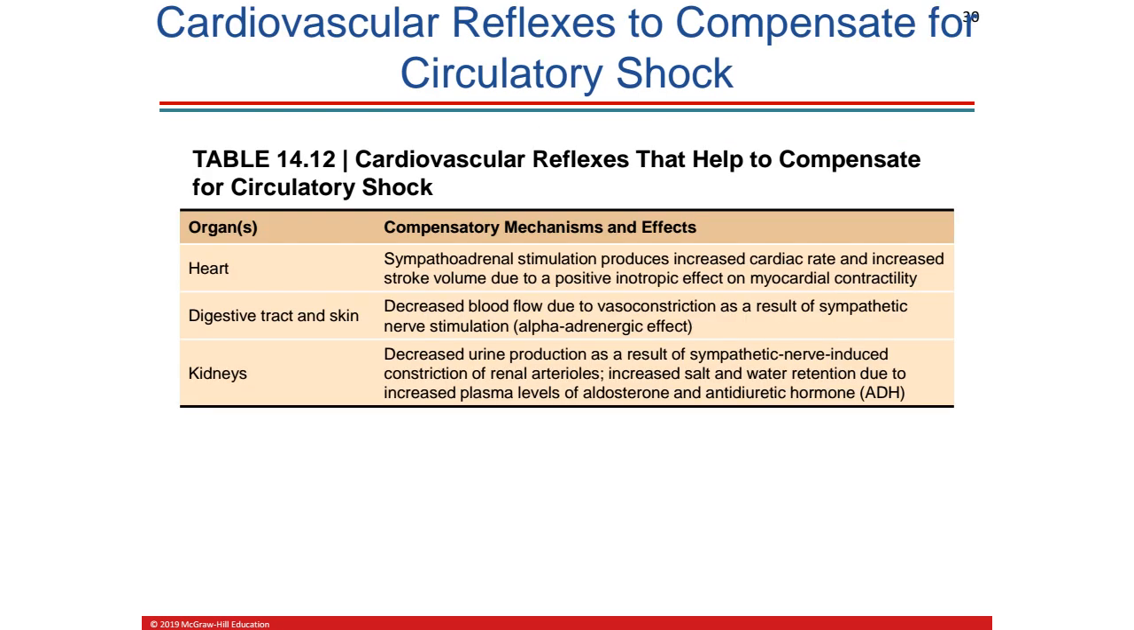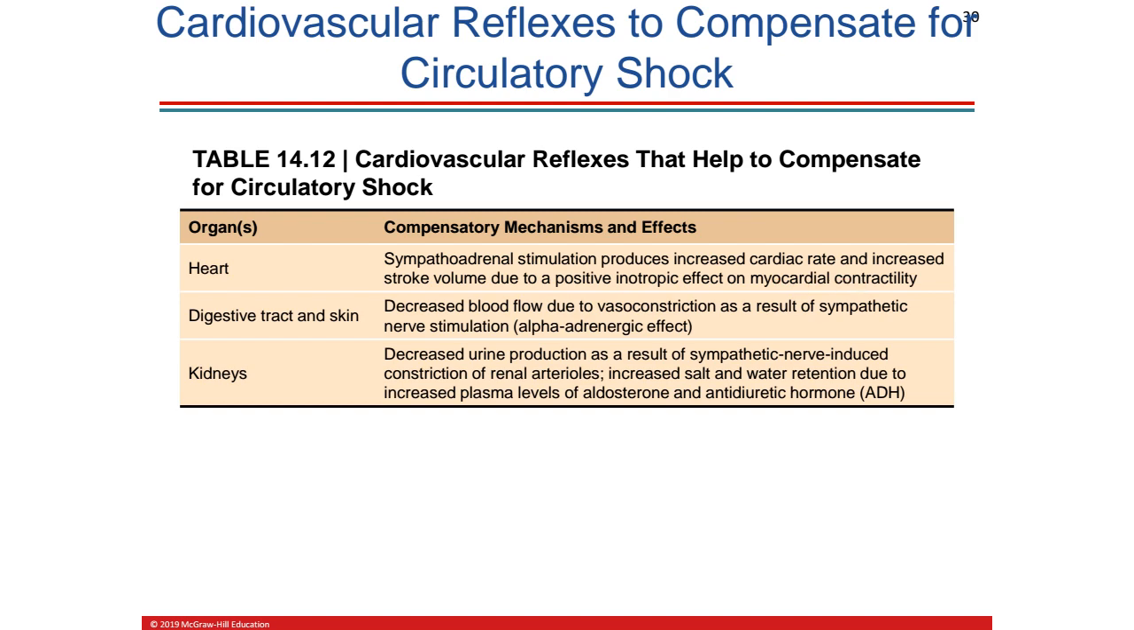With shock, there is inadequate perfusion of organs. In order to compensate for this, there are a number of different compensatory mechanisms. The heart will beat faster, and there'll be an increased stroke volume, and this is due to sympathoadrenal stimulation. The reason for the increased stroke volume is increased myocardial contractility.